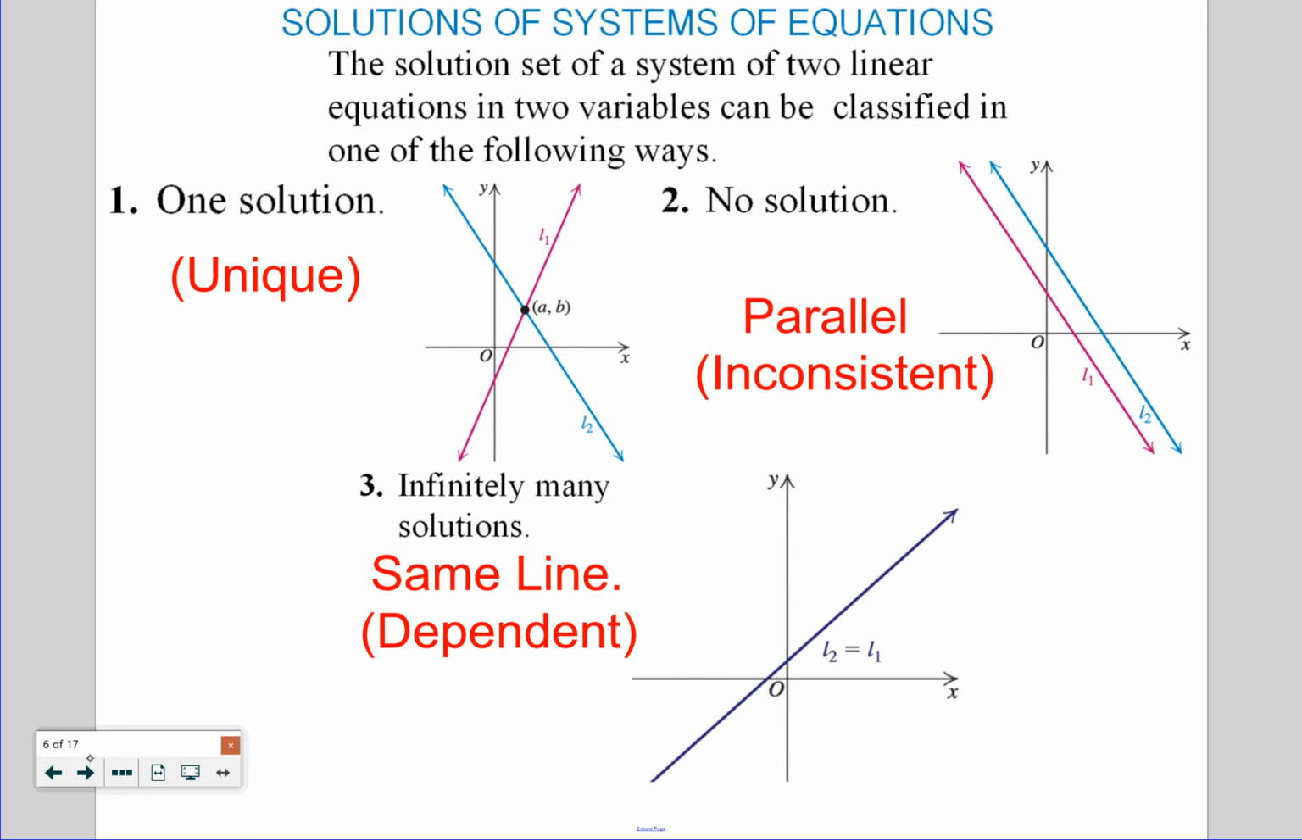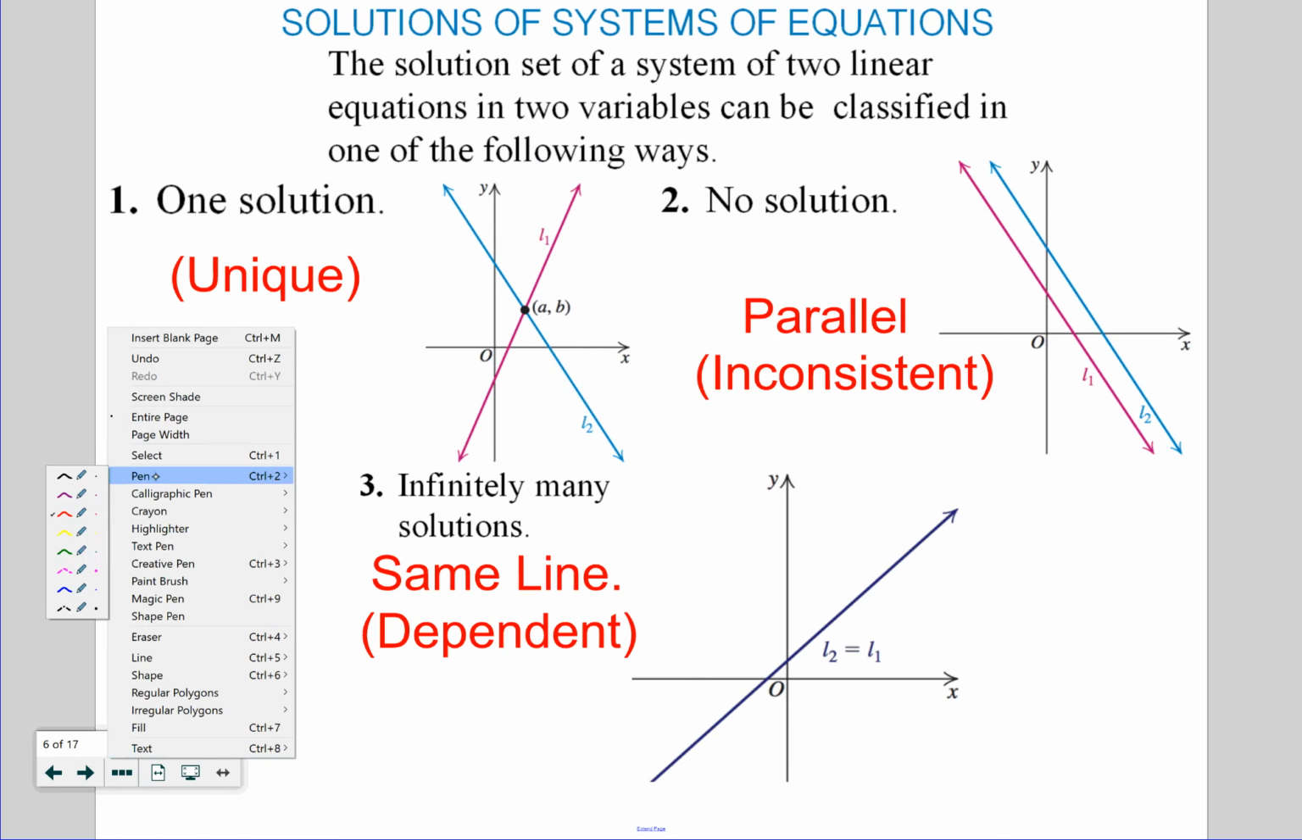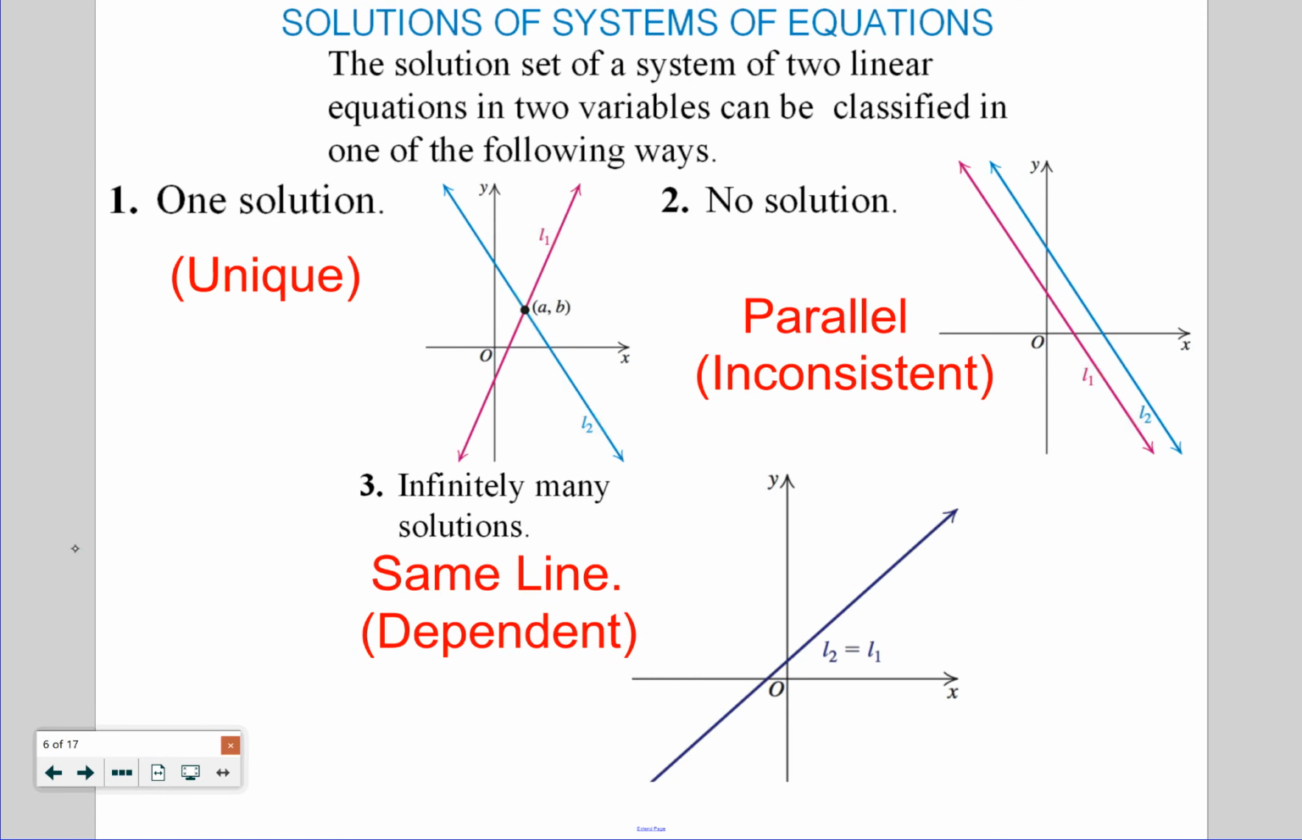All right, let's look at the 3 different things that can happen when you're solving a system of equations. Case number 1 is you have 2 lines that intersect, like the last 3 problems we just saw. We say that that system has one solution, which is the point of intersection, and we call that system unique. So you might see that word pop up in your MyMathLab.